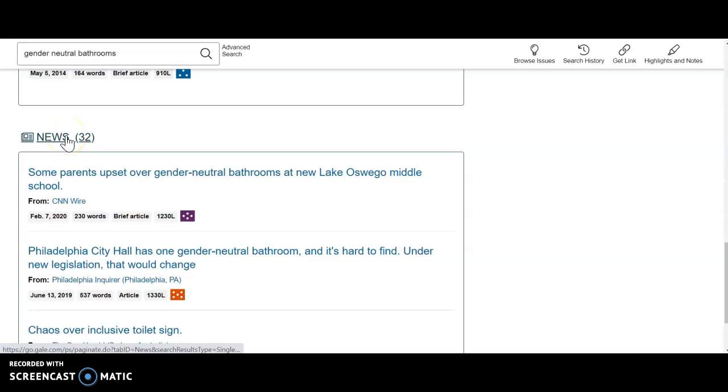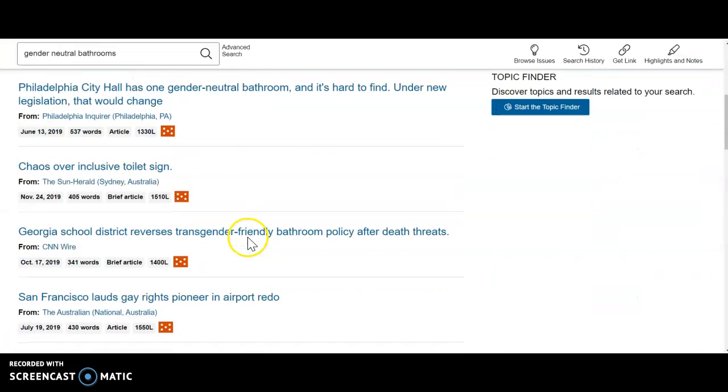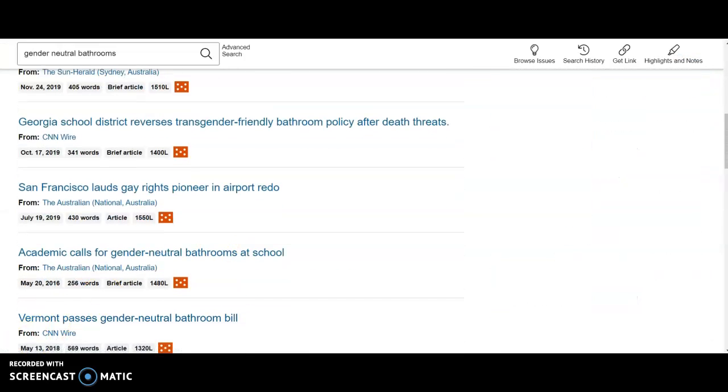If you click into a specific area like news, it will take you into a list of the things that are available to you. When you click into areas like news, begin looking at titles to determine what is beneficial and what you know won't fit your project or paper.